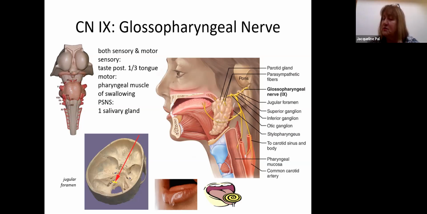It's going to give us, you see the lollipop picture? It's going to give us taste, only this time we're not the anterior 2/3 of the tongue, we're the posterior 1/3 of the tongue. And it's going to give us motor to a pharyngeal muscle whose name we're not going to bother learning, so just has motor to do with swallowing, and it also gives innervation to 1 salivary gland. So we have 3 salivary glands. 2 of them were the previous nerve, and 1 of them is this. In other words, they're not overlapping. They're doing different salivary glands.